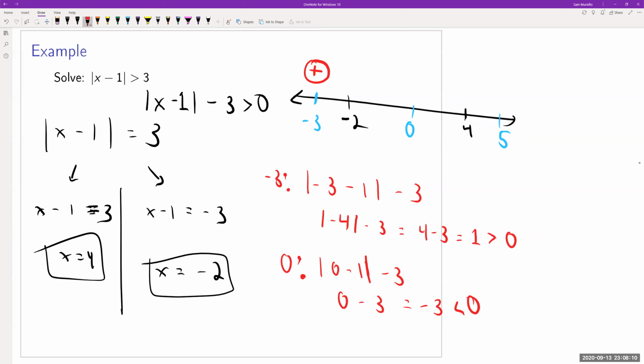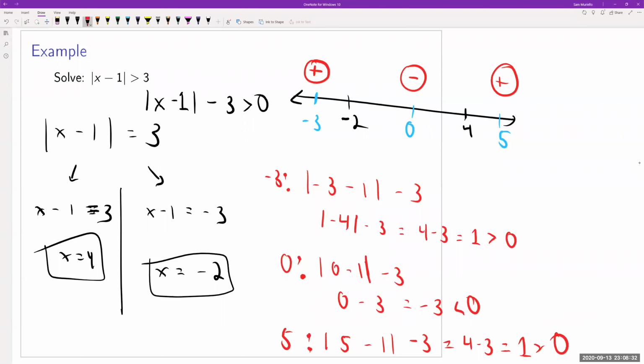and for the right piece. And again, it did not matter exactly what values I picked, as long as the values I picked were within the region. I picked something before -2, something after 4, and something in between.